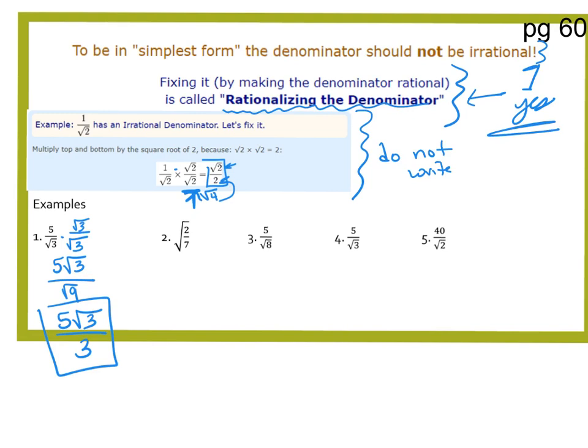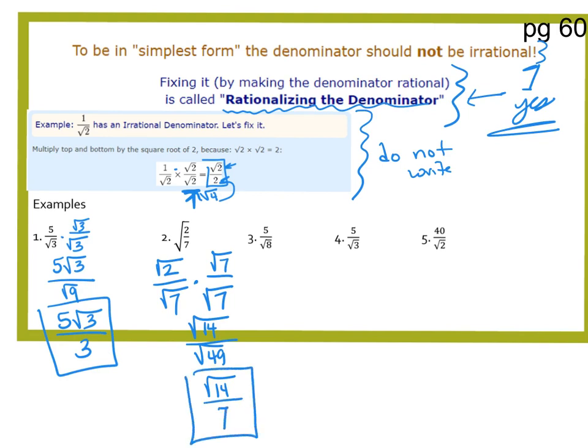Back to number 2. The square root of 2 sevenths can also be rewritten as the square root of 2 over the square root of 7. Now to rationalize, I multiply the numerator and the denominator by the square root of 7. Since 2 and 7 are both under a radical, I can multiply them. 2 times 7 is 14. The square root of 7 times the square root of 7 is the square root of 49. And I have the square root of 14 over 7. That's my answer for number 2.